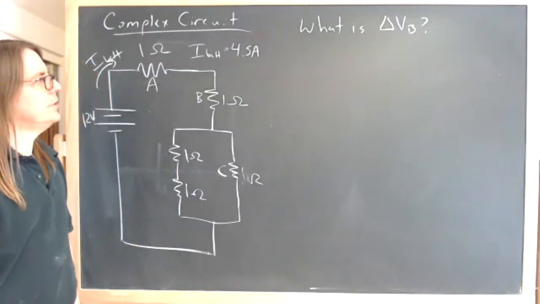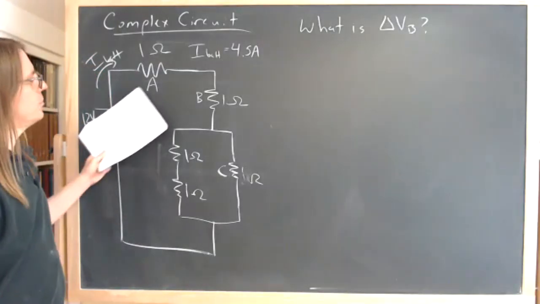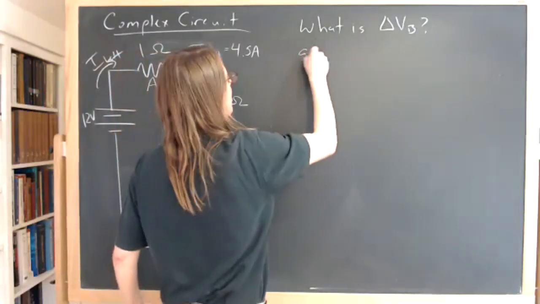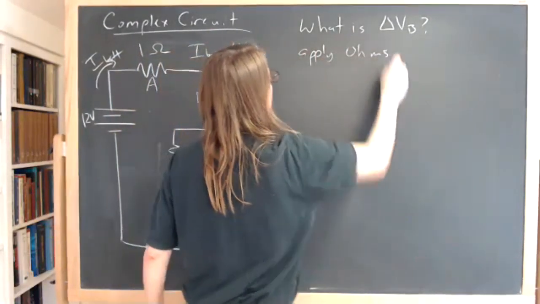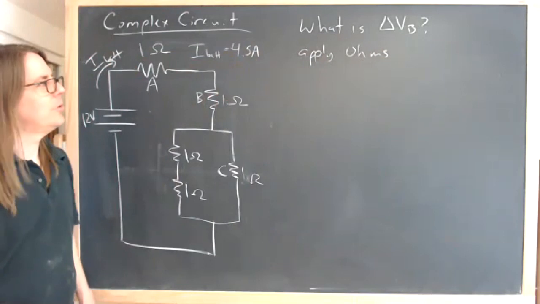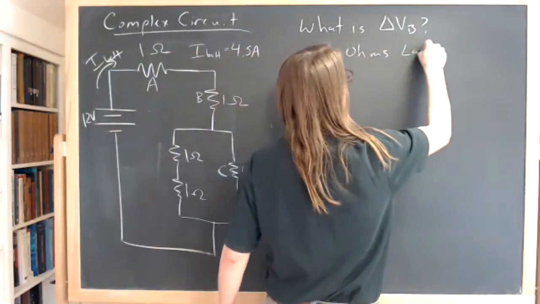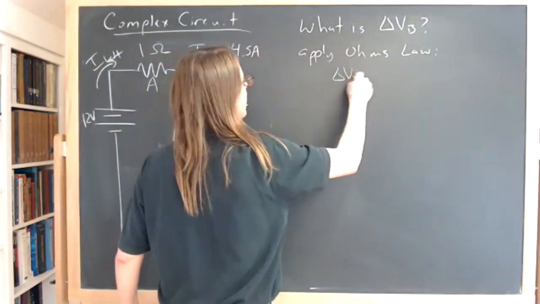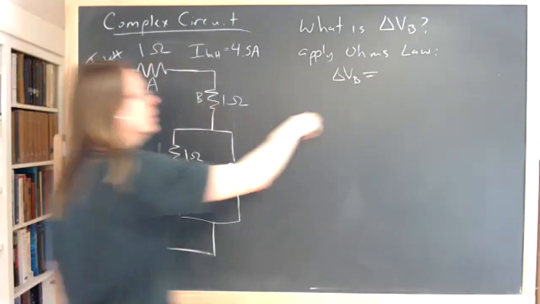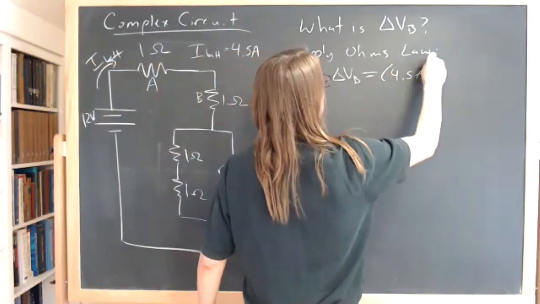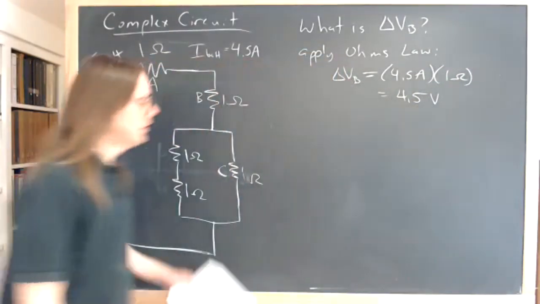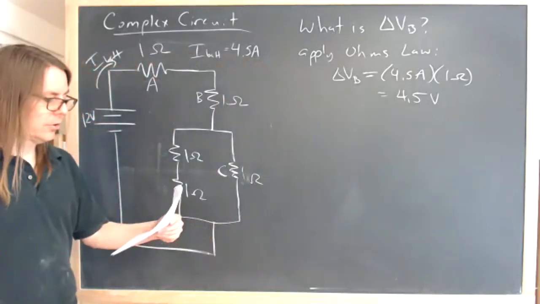What is delta VB? So you may think, oh my God, I have to do some sort of Kirchhoff loop rule to get a delta V, but you don't. Apply Ohm's law. Remember, you can apply Ohm's law to any element in a circuit, to the whole circuit, to a branch of the circuit. Ohm's law will always apply. Okay, so let's apply Ohm's law. We say, okay, delta V across resistor B is whatever the current going through resistor B is, and we know the whole 4.5 amps goes through resistor B. And we know the resistance of resistor B, so it's 4.5 volts. So that one is straightforward because it gets all the current.